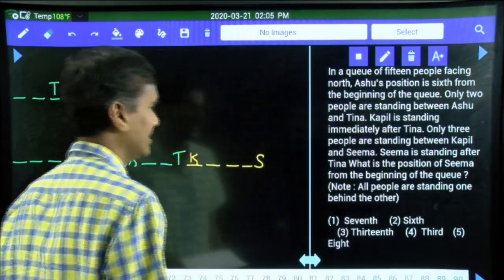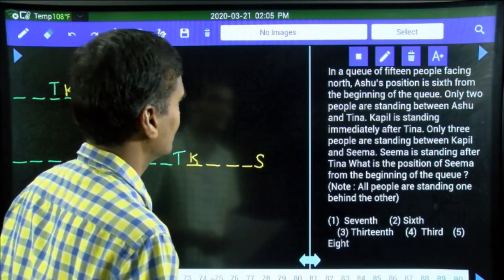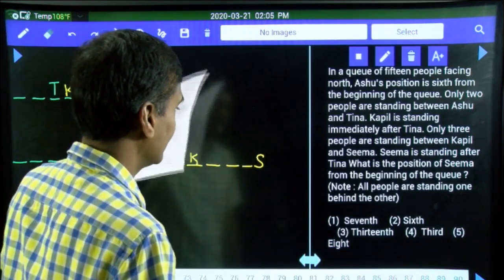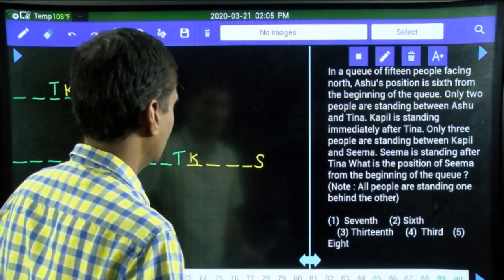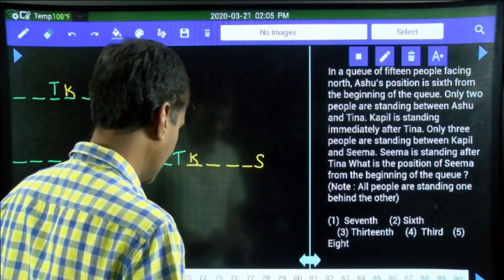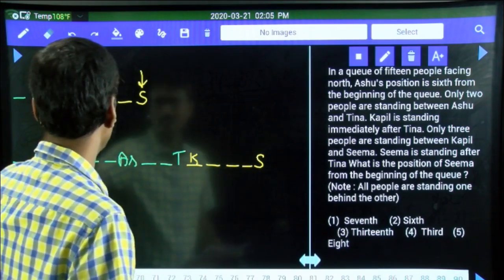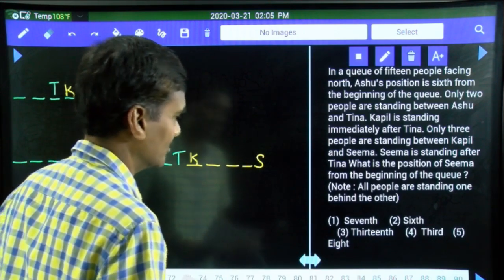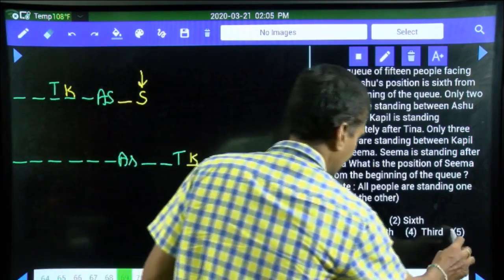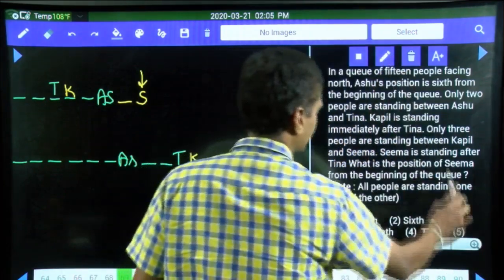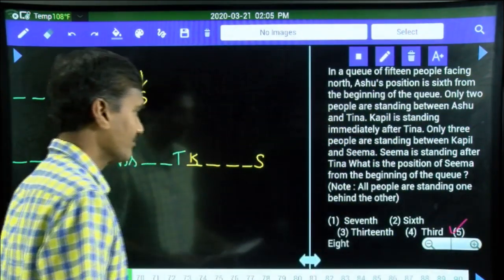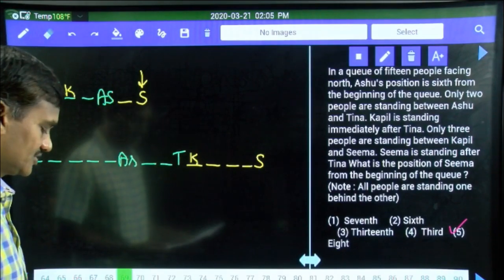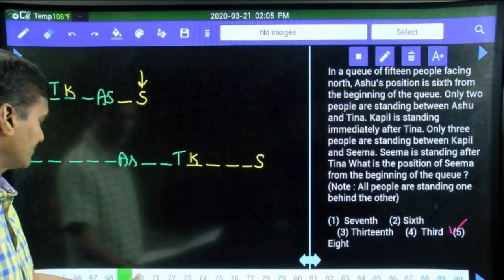All the persons are standing one behind the other. Now tell me what is the answer we have? The answer is 3, 4, 5, 6, 7, 8. Now 8th position or the 15th position. Which of these has he given? The 8th position, that is choice 5, is the answer. Done with this? Now this is about question number 69, choice 5.